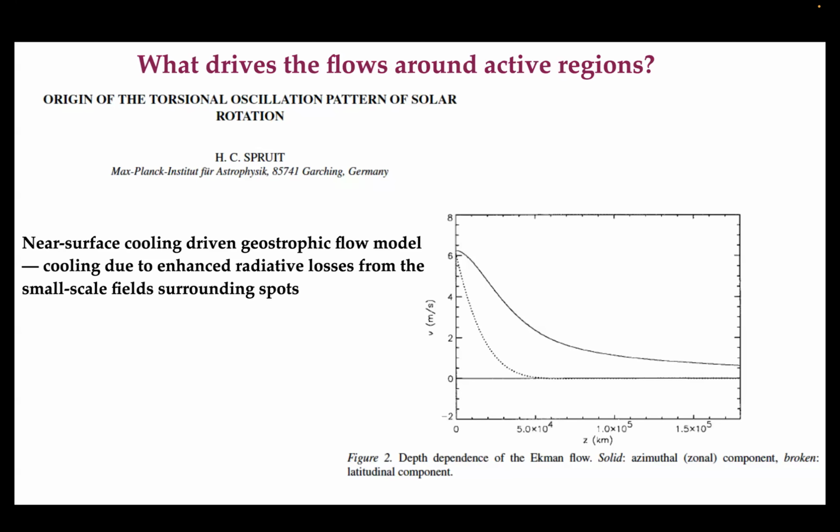So what exactly drives the flow around active regions? One of the early suggestions from Henk Spruit was that there is a near surface cooling around active regions due to enhanced radiative loss from the small scale magnetic fields. Because of the cooling near the surface, there is an inflow, and that drives the overall flows around active regions. And the model developed by Spruit gives you these profiles as a function of depth for the zonal flow in solid curve and the meridional flow in the dotted curve. But this has not been tested yet.